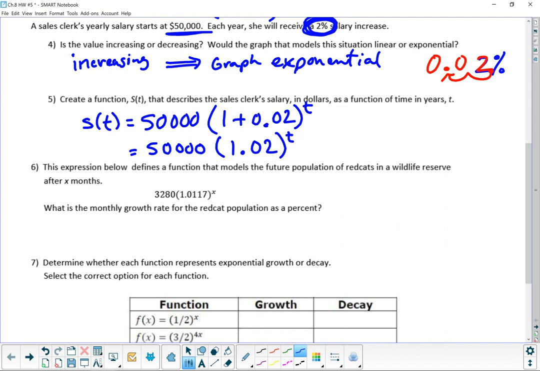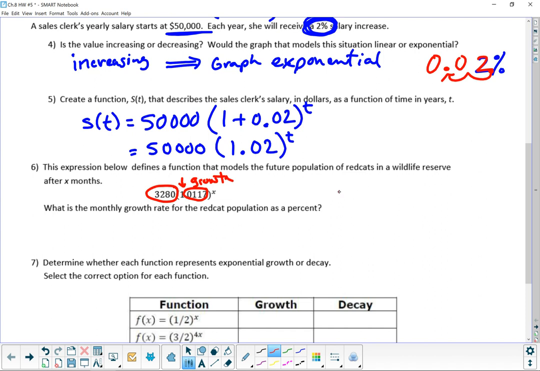Okay, number 6. This expression shown below defines the functional model of the future population of red cats in a wildlife reserve for x months. Okay, right here. What's the monthly growth rate for the red cat population as a percent? Right. So if we know where to look, and we've done this before, this right here is going to be the population where we first started looking. The 1 plus, the 1 and some more, means that it's a growth, right? And how much is it growing by? It's growing by this much right here.